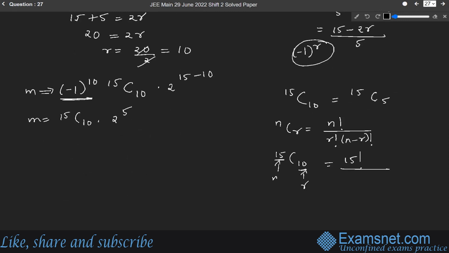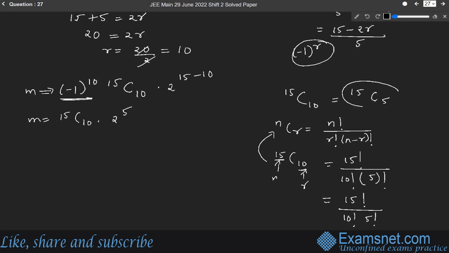Okay, and this is n when we compare both these terms. So r factorial means 10 factorial, into n minus r means 15 minus 10. What is 15 minus 10? It is 5 factorial. So basically it will be equal to 15 factorial upon 10 factorial into 5 factorial.